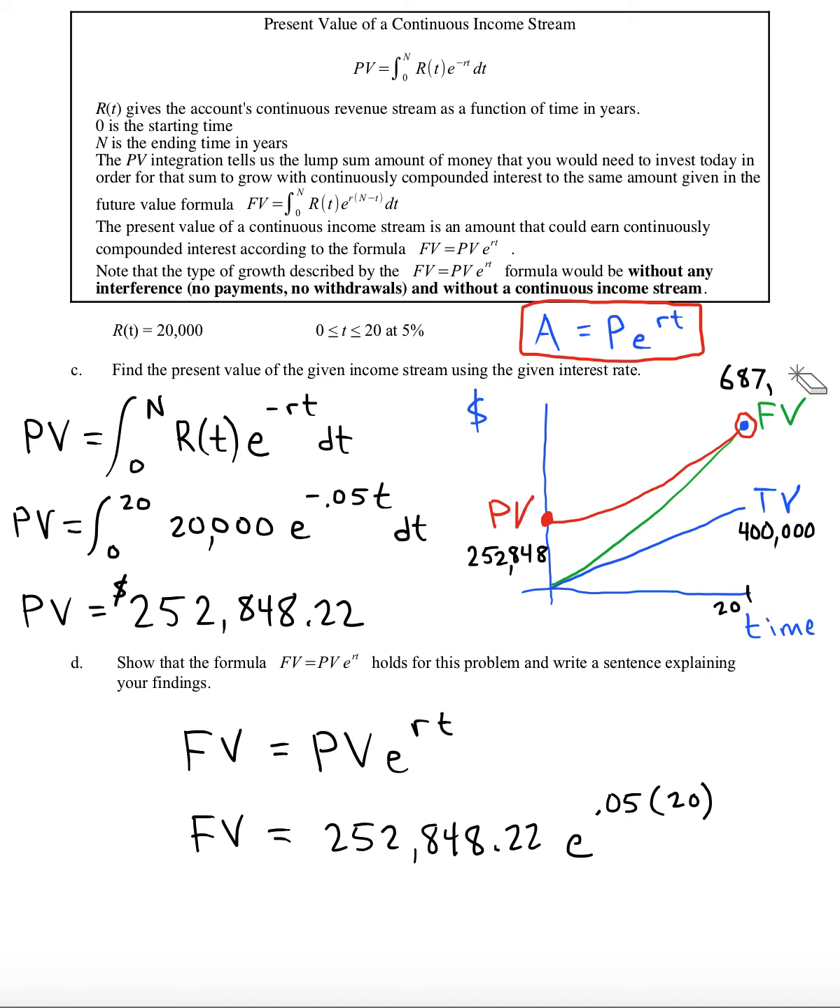Oh, I just noticed this is actually the future value according to discretely compounded interest. The continuous compounded interest value was 312. Okay, so our future value comes out to 687,313. And it checks. 687,312.73.